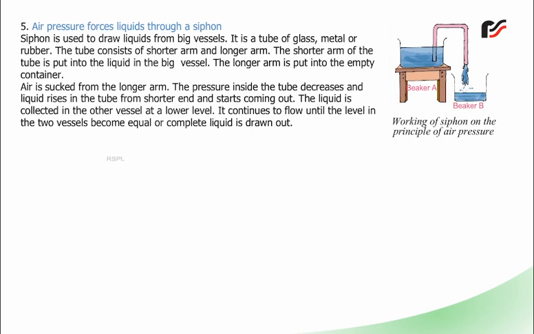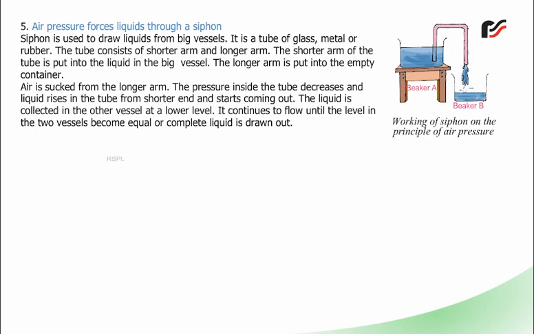5. Air pressure forces liquid through a siphon. Siphon is used to draw liquids from big vessels. It is a tube of glass, metal or rubber. The tube consists of a shorter arm and a longer arm. The shorter arm of the tube is put into the liquid in the big vessel. The longer arm is put into the empty container.